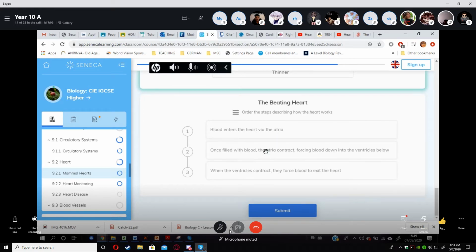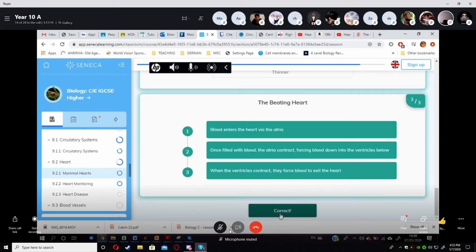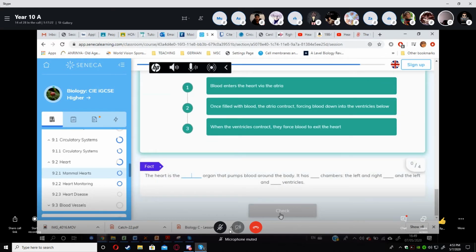Right. So blood enters the heart via the atria. Once filled with blood, the atria contract, forcing blood down into the ventricles below. Then the ventricles contract, and they force blood to exit the heart. Right. Okay. Good. So the heart is the dash organ that pumps blood around the body.